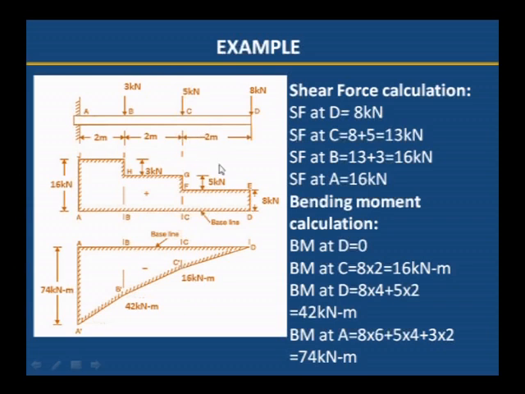Like this we have to calculate the bending moment at each point where a point load is acting as well as the support sections. Here bending moment at A is 74 kilonewton meter. To draw the bending moment diagram, first draw the horizontal line, then draw one vertical line of 74 kilonewton meter, which is the maximum bending moment, and then join each point equal to its bending moment value, 16 kilonewton meter, 42 kilonewton meter, by straight lines. Since these are point loads, we draw straight lines. If it is a UDL, then it is parabolic. All are negative because it is a sagging bending moment.